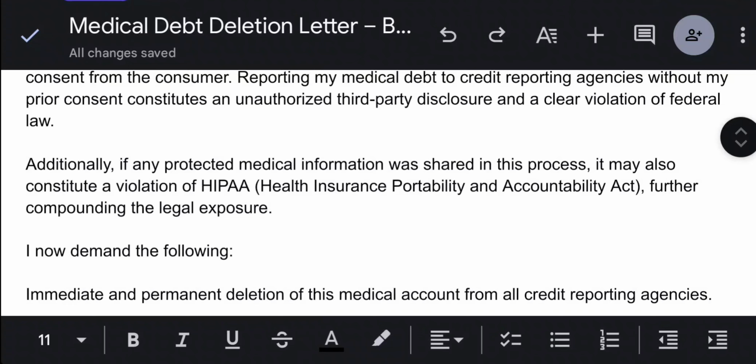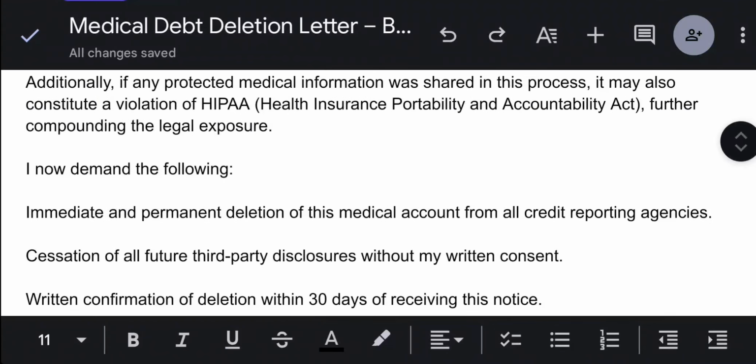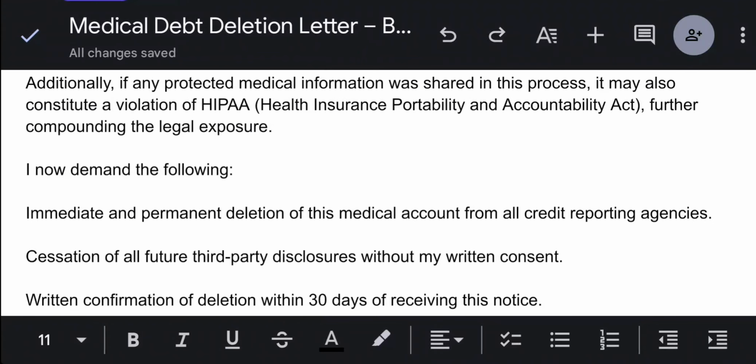Additionally, if any protected medical information was shared in this process, it may also constitute a violation of HIPAA, Health Insurance Portability and Accountability Act, further compounding the legal exposure. So not only did you not notify me, it could also expose some of my information and further compound the legal exposure, multiplying and making matters worse, which is grounds for all different types of things that could result in litigation or them owing you money.